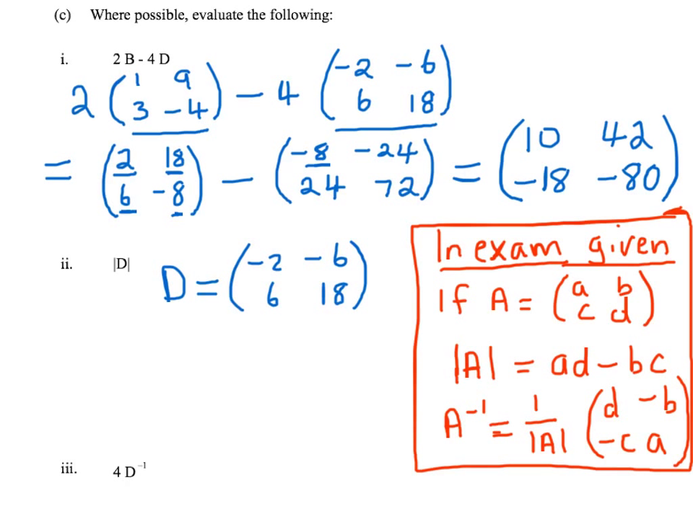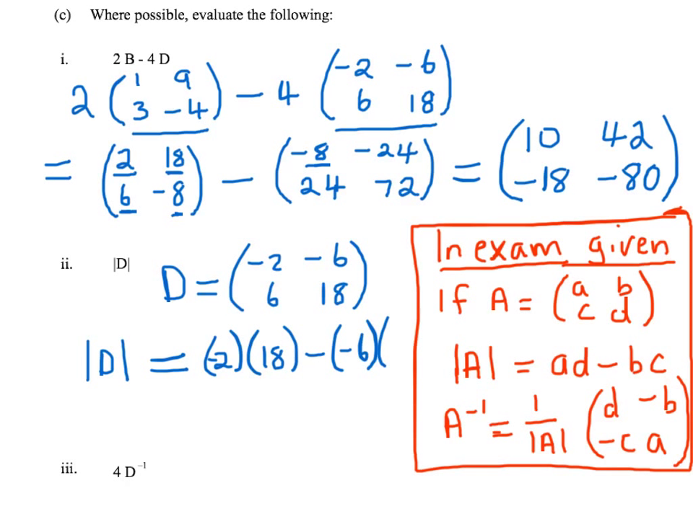So let me remind you, D is the 2 by 2 matrix containing these entries. Following the formula, the determinant of D is equal to, we take a, which is minus 2, and multiply it by 18, and subtract minus 6 multiplied by 6. Now be careful of all the signs. Minus 2 multiplied by 18 is minus 36, and minus a minus gives a plus, so that'll be plus 36. So the determinant of D turns out to be 0.